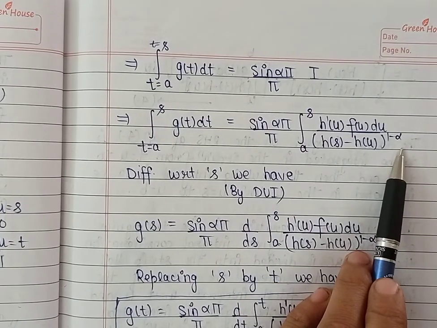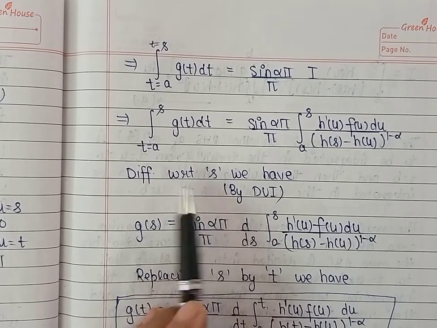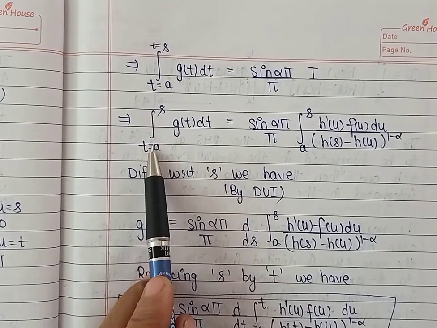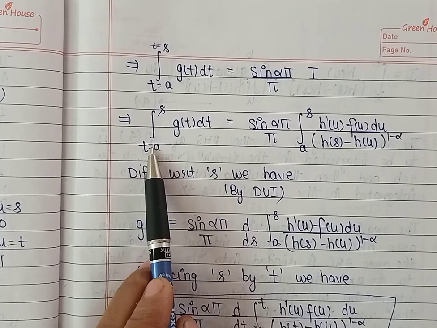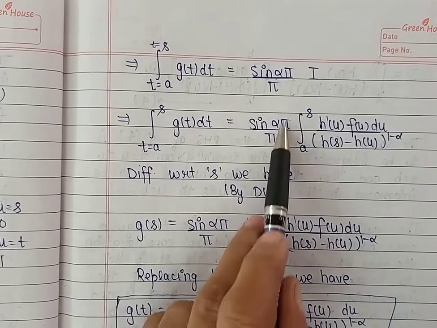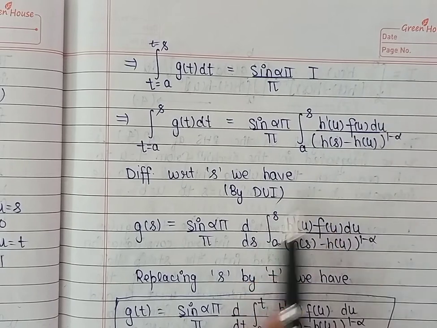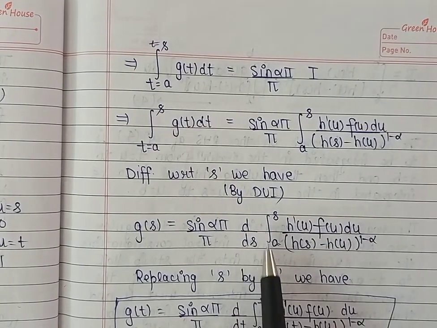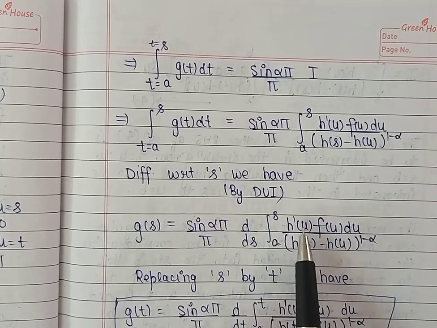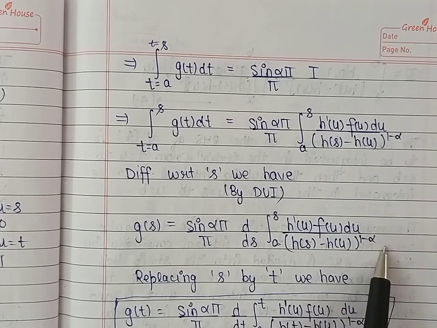Now let us differentiate with respect to s by using Leibniz rule of differentiation under the integral sign. So if we differentiate this integral by using the Leibniz rule, this will become the function g(s). On the right side, this is a constant. So the derivative of this integral with respect to s, we have denoted by d/ds of the integral from a to s of h'(u) f(u) divided by (h(s) − h(u)) whole raised to the power 1 minus alpha.